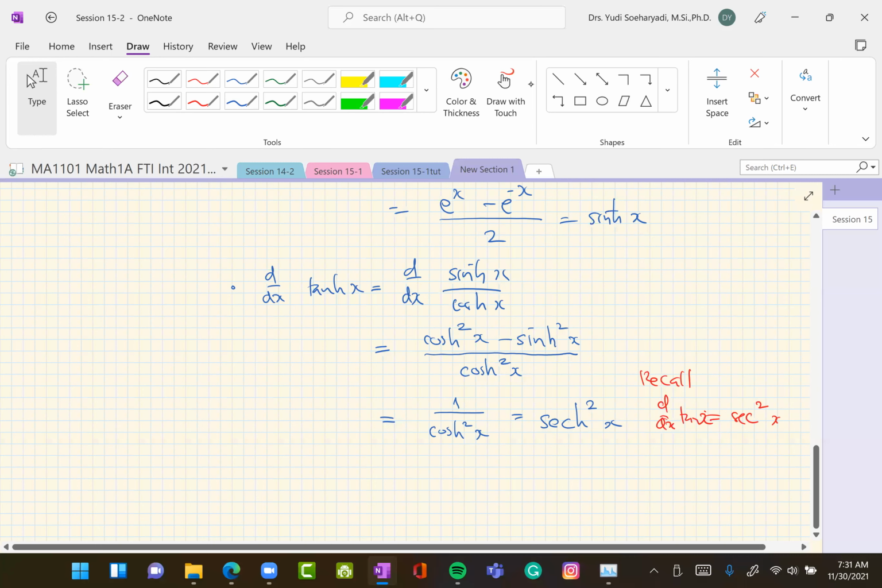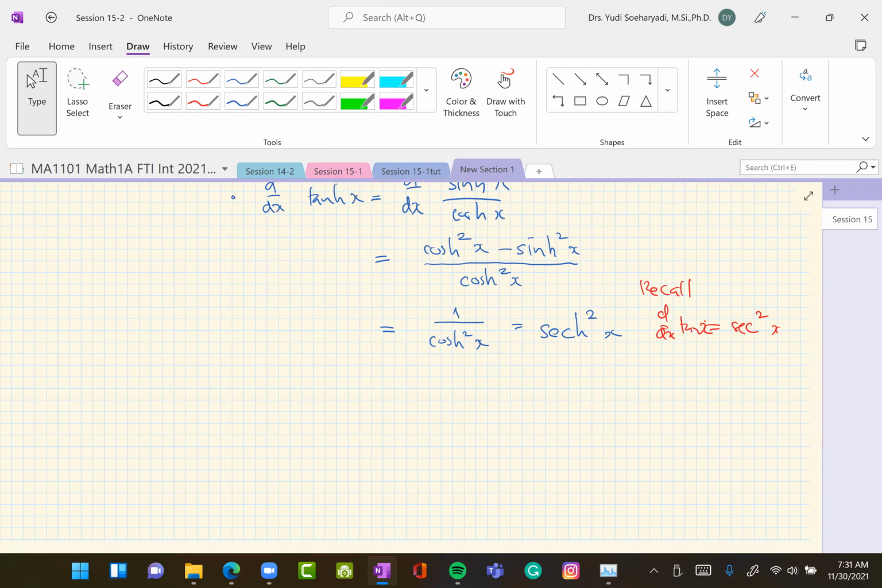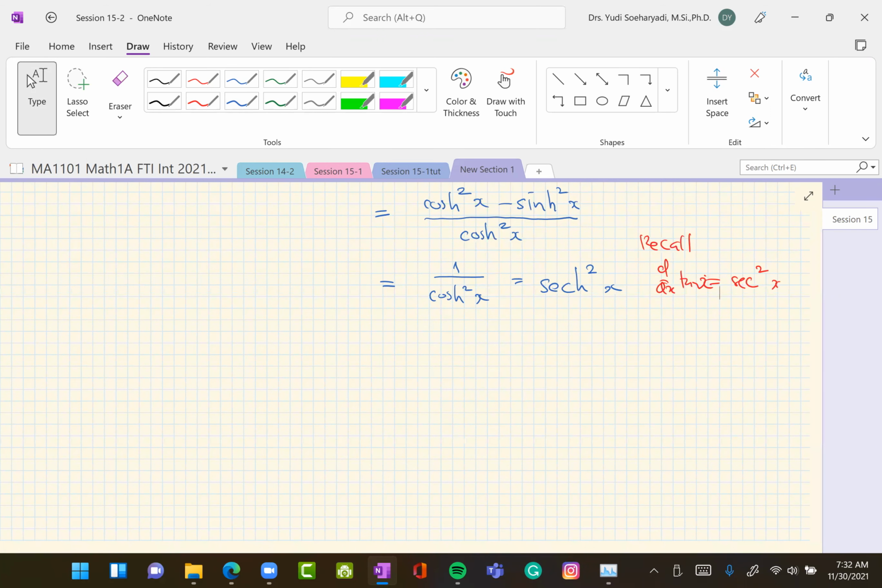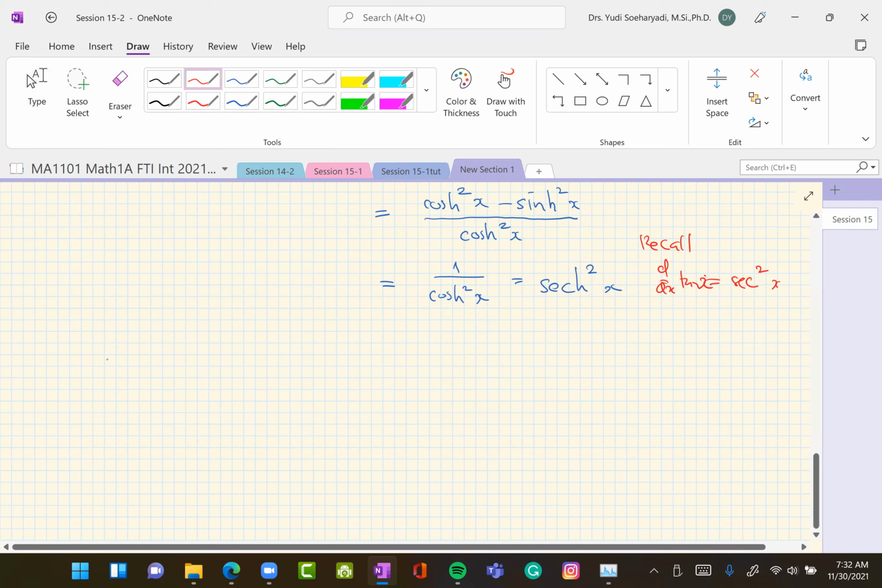Okay, questions up to this point? That's why we call it like trig functions, except we put another term, hyperbola, hyperbolic. Okay, so what about the parity? Parity is about odd and even.